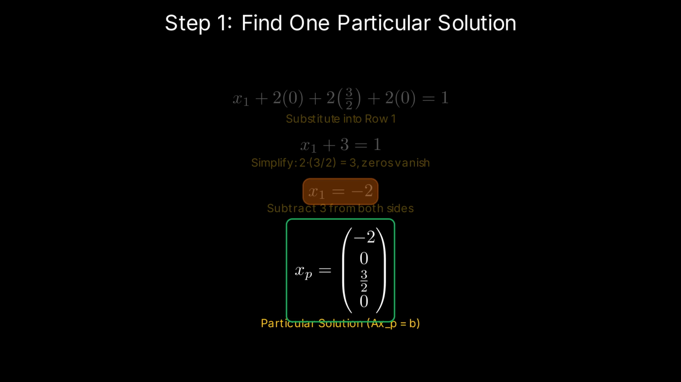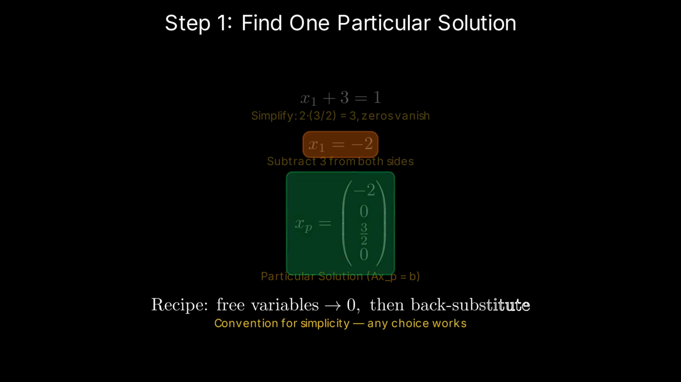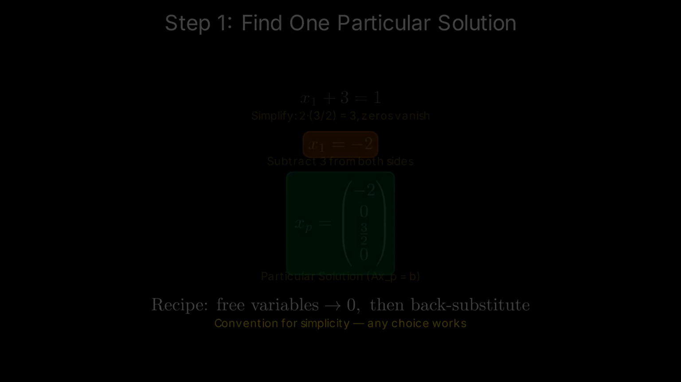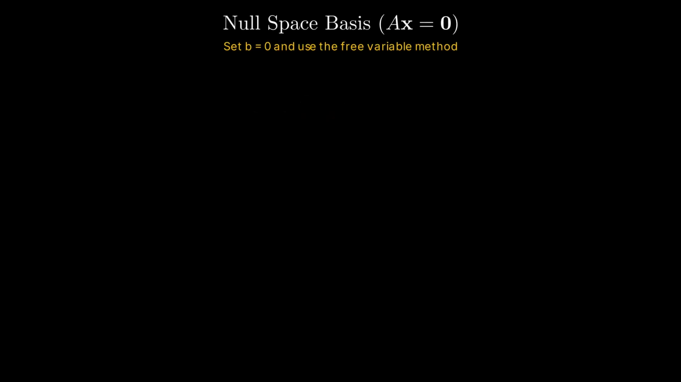We picked the laziest option: every free variable gets 0. This is a convention for simplicity, not a requirement. Any choice of the free variables would give a valid particular solution, but 0 is the easiest. Step 2, bring in the null space, the set of all vectors x where Ax equals 0.